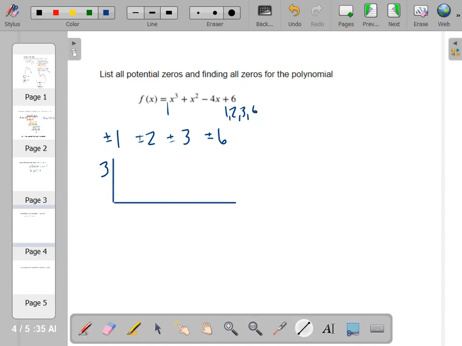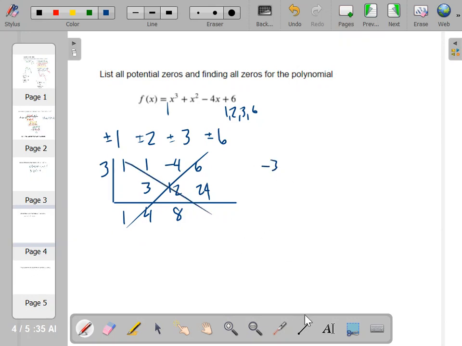So if I do positive 3, I'm going to do synthetic division. 1, 1, negative 4, 6. 3, add 4. 3 times 4 is 12. Add 8. 3 times 24, it isn't 0, it doesn't matter. Okay, so 3 doesn't work.